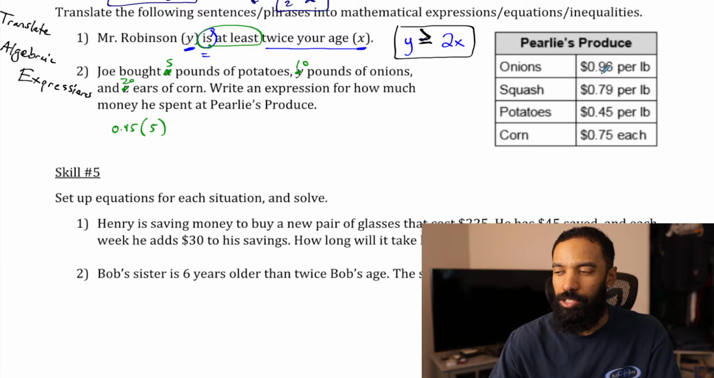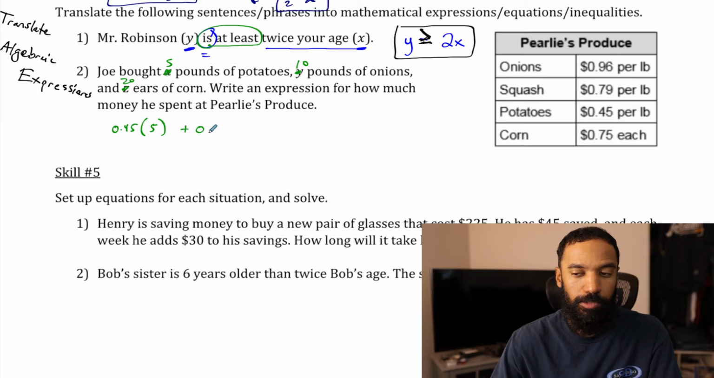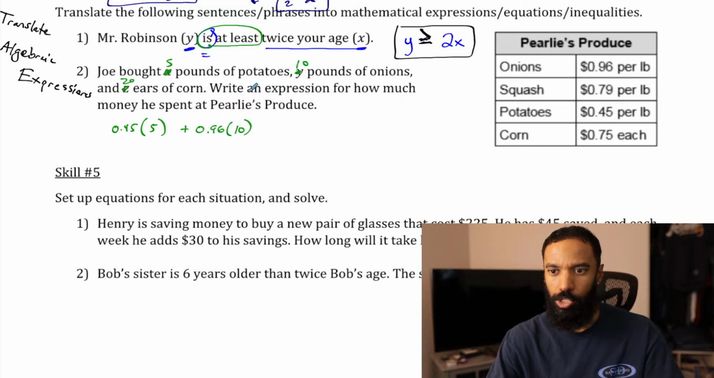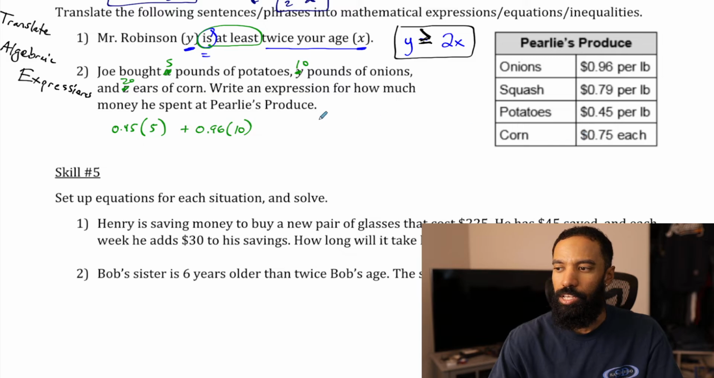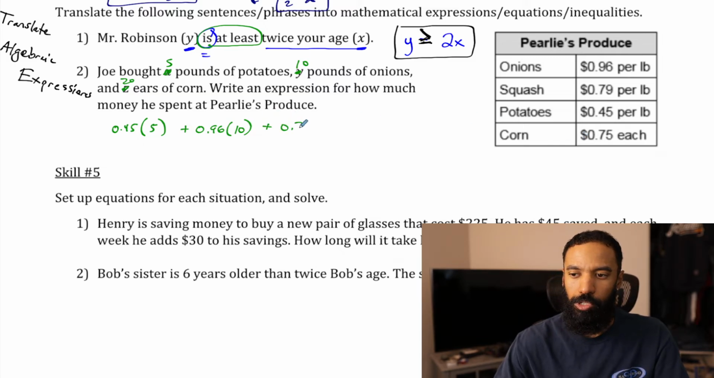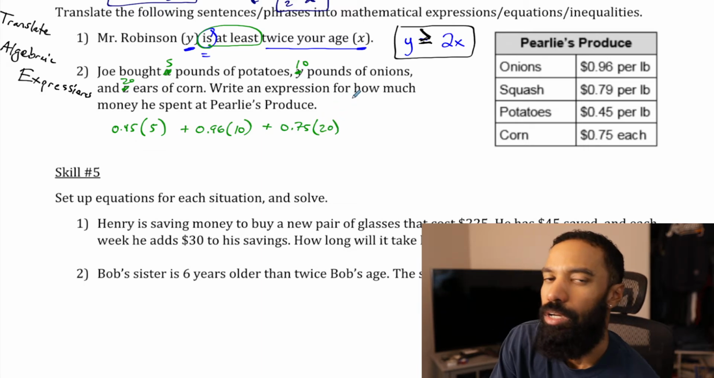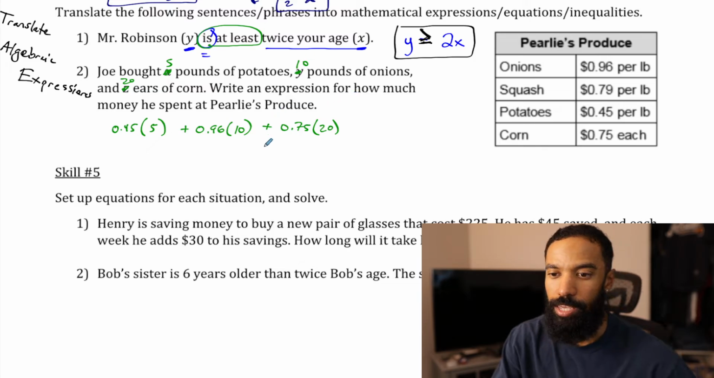10 pounds of onions, you pay 96 cents per pound. 10 pounds, you take that 0.96 and you multiply by 10. That's actually $9.60. Hey, I can do this in my head. Remember, I made these up. I'm going to replace these in a moment. 20 ears of corn. That's a lot of corn. 75 cents per ear. So multiply 75 cents per ear of corn by the number of ears of corn that you buy, 20. And that is $15.